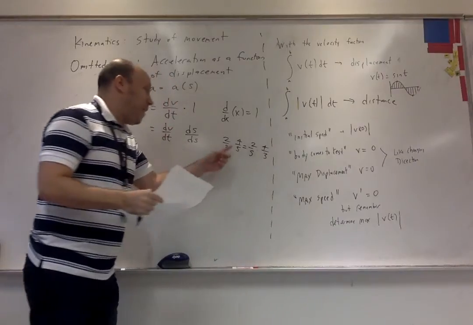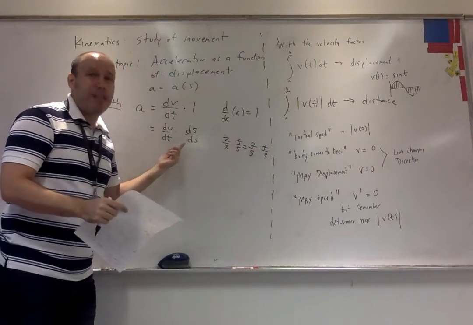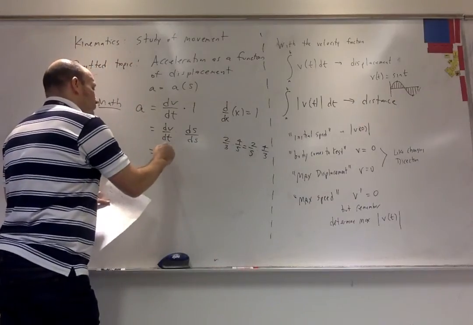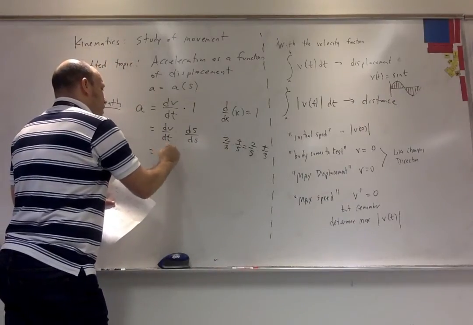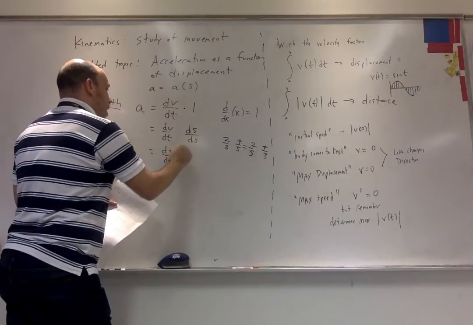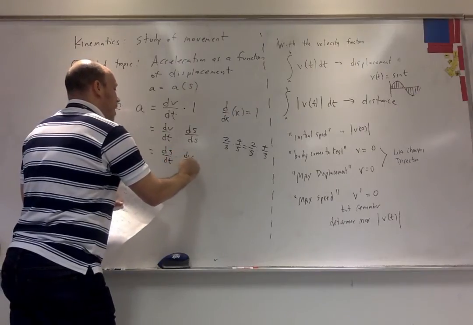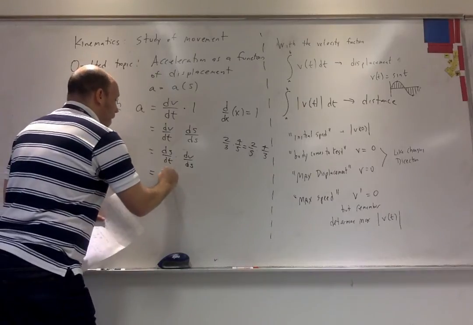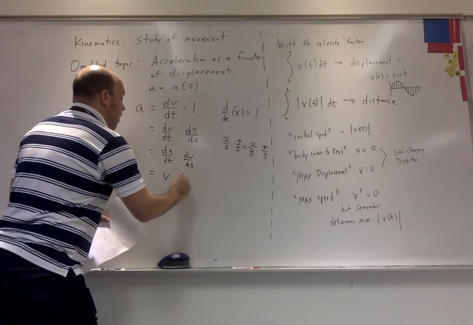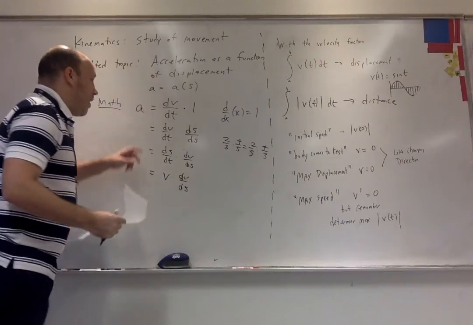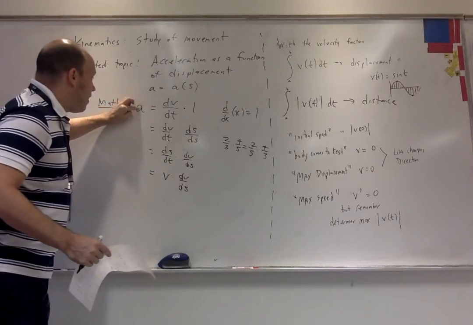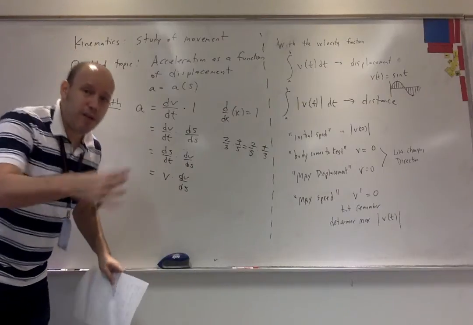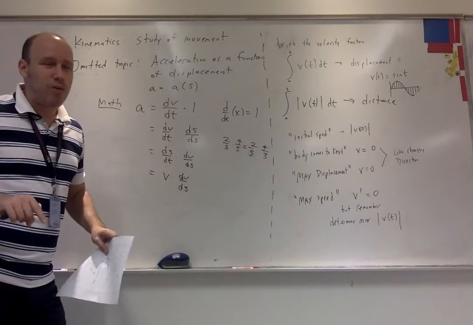In the same way I can manipulate my differentials, right? So I'm going to write ds/dt times dv/ds. And therefore, I have the formula velocity times dv/ds. Good, we have this formula. You'll find it in the old formula book. It's not in the new one.